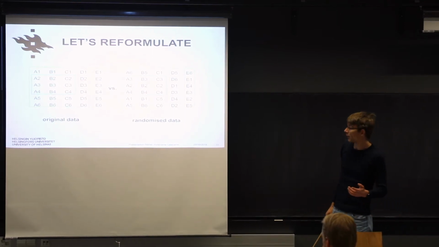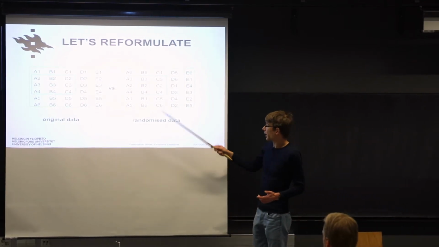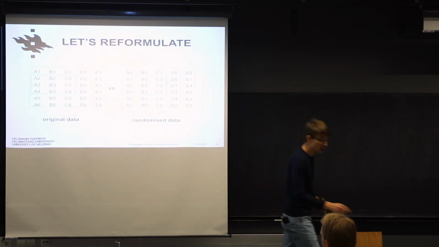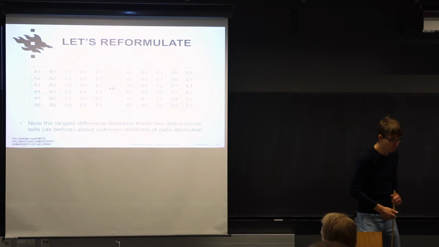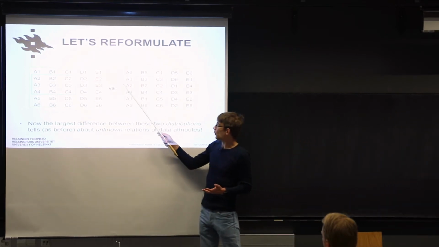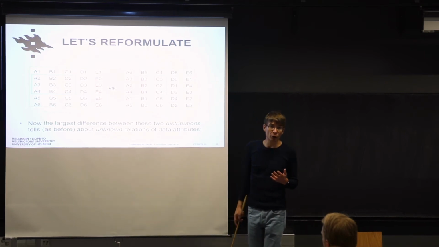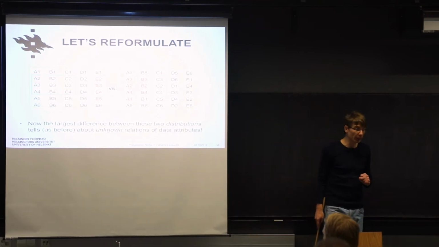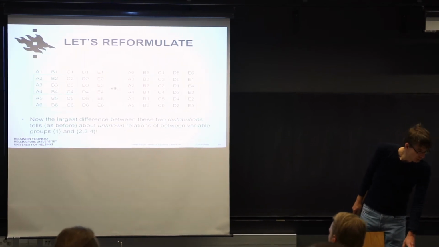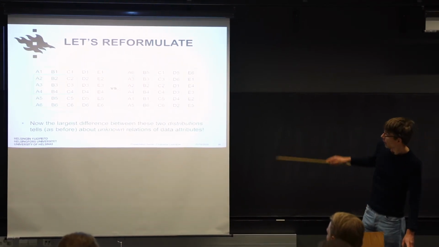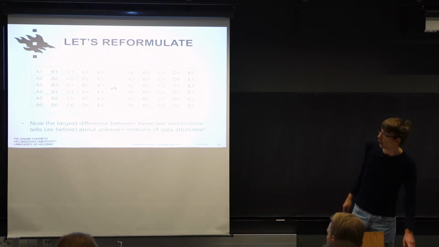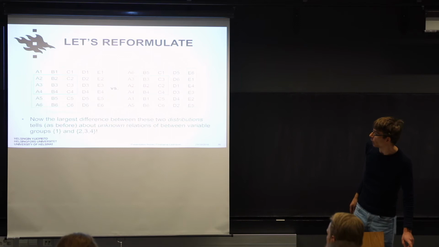But now the difference is that we don't compare the randomized data and original data, but we actually compare two distributions over data. Now we want to find projections that show the maximal difference between two distributions defined in this way. This is what we did before, but with this formulation you can actually do this kind of focusing on interesting areas.